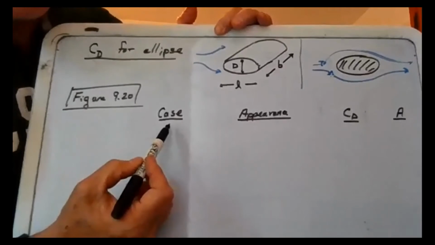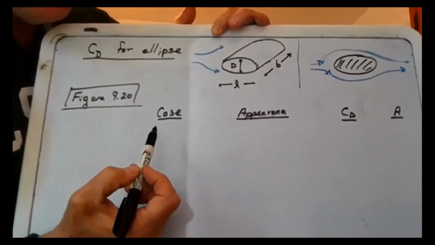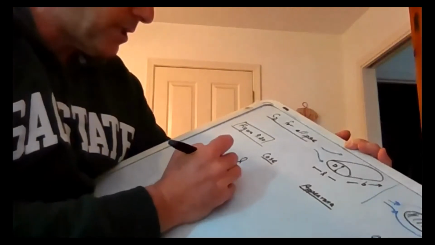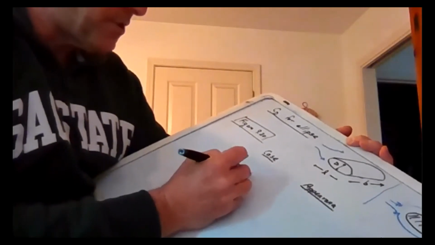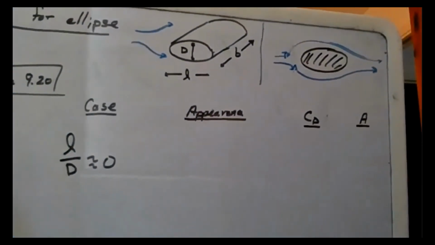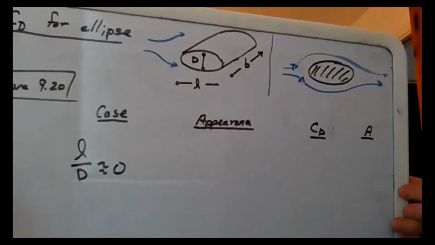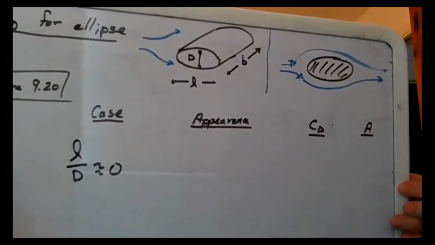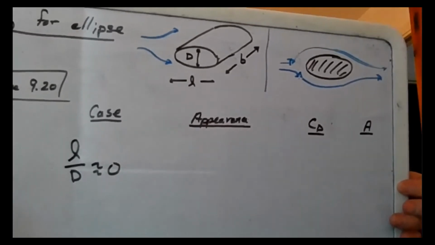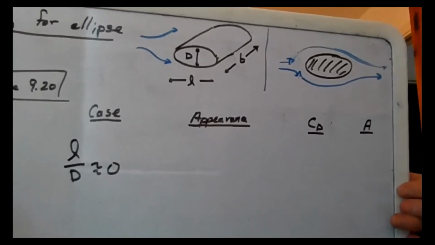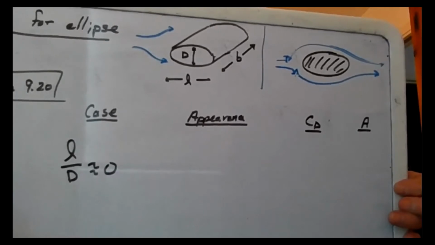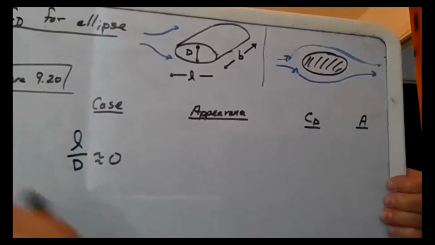The first case we're going to do is L over D approximately equal to 0. What's that ellipse going to look like? Working yourself from a verbal or geometrical description to a drawing is a great skill. So let's pause, get figure 9.20, work out what this ellipse cross section looks like, and finally get the CD.